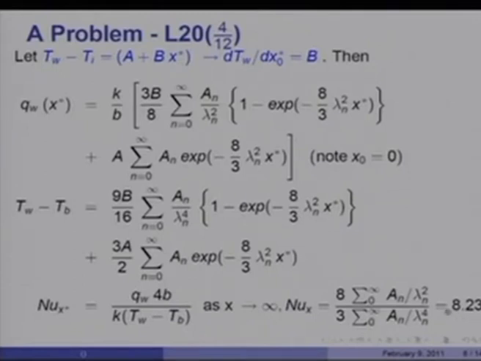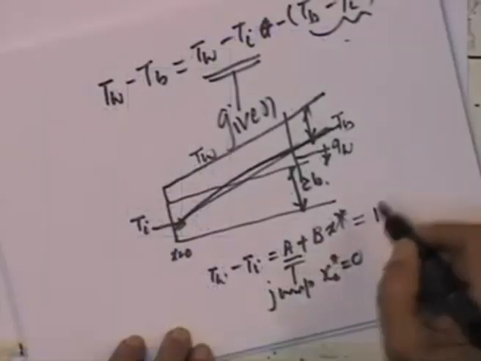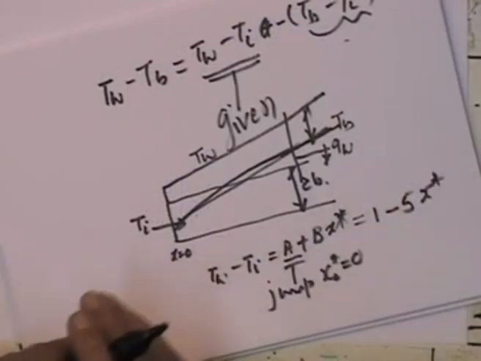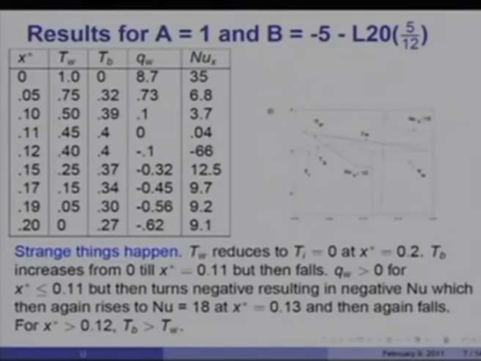If we were to go to infinity, we have verified that the solution obtained appears at least correct in the infinity state. Now, I am going to assign some values to a and b and see what happens. On this slide, I consider a case of T wall minus T bulk equal to 1 minus 5 x star. So, therefore, the wall temperature declines as x increases.